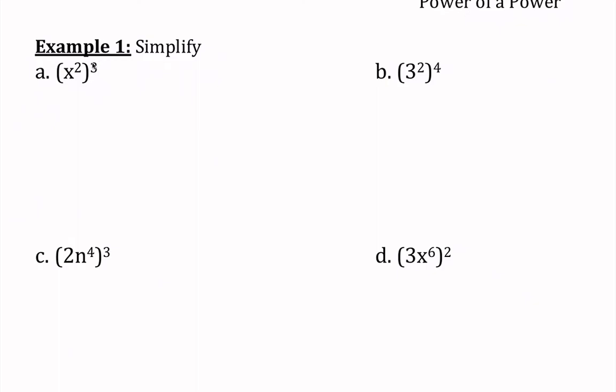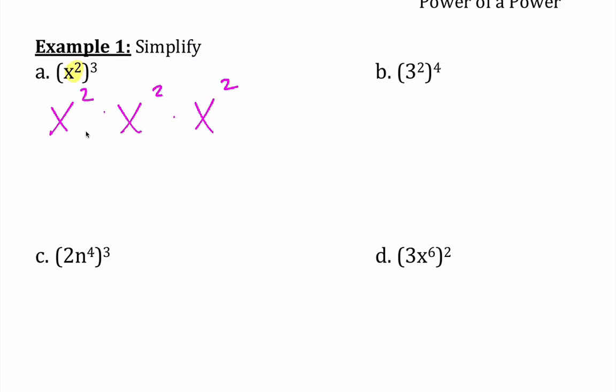Okay, so notice that this exponent of a 3 is touching the parenthesis, which means our base is everything on the inside. So my base is x squared. So this is telling me I want 3 of these guys. So I'm going to write it out. X squared times x squared times x squared.